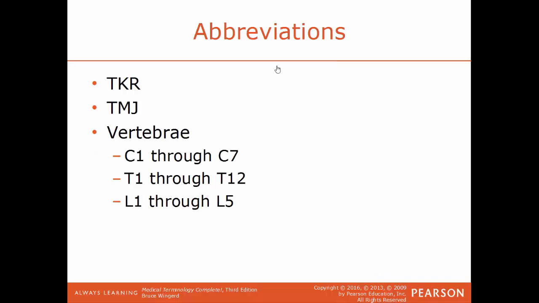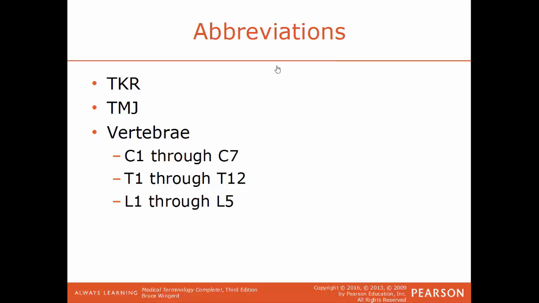TKR, total knee replacement, so not just repairing the knee, but replacing everything there. TMJ, temporomandibular joint. And the vertebrae, because there are so many vertebrae, they're usually referenced by just the general region of where they're found. First group of vertebrae on the top of the neck are the cervical vertebrae. There are 7 of those, so they're called C1 through C7. So C1 would be the first cervical vertebrae.